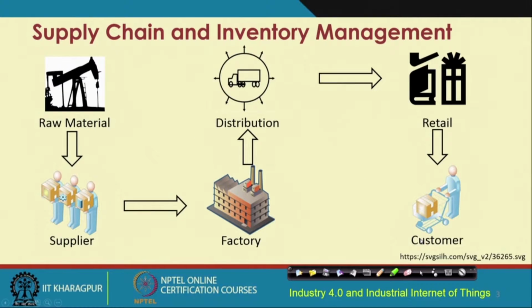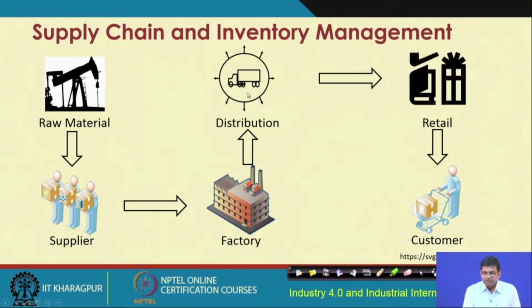So, going forward, the supply chain once again is going to take the raw materials, send them to the supplier, then to the factory, to the distribution centers, to the retailers. These distribution centers are going to send the finished goods that are produced by the factories to the retailers, and finally the customers are going to use them. This is the whole supply chain that we have already seen in the inventory management process.